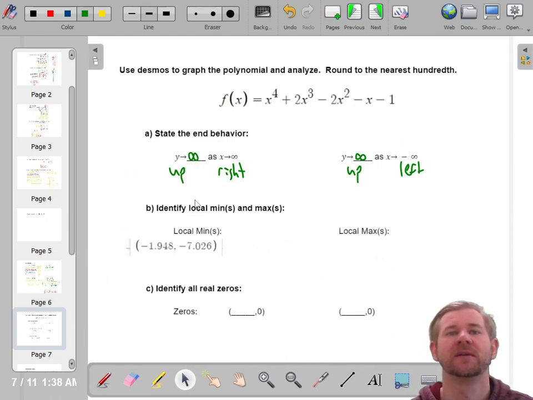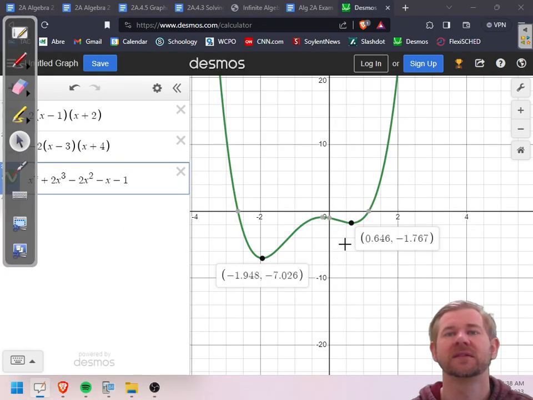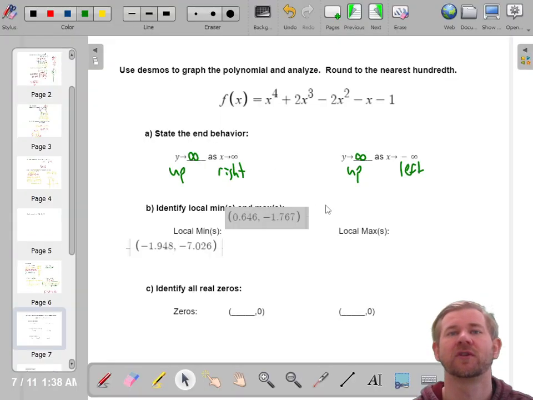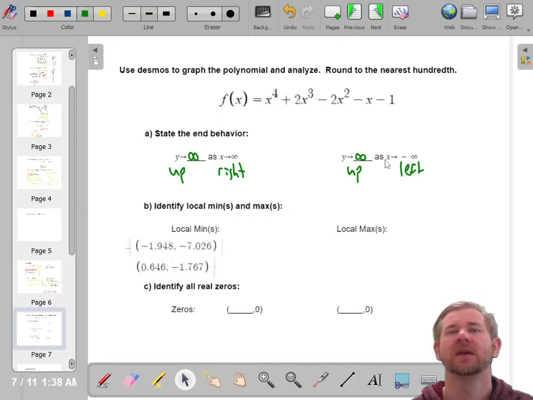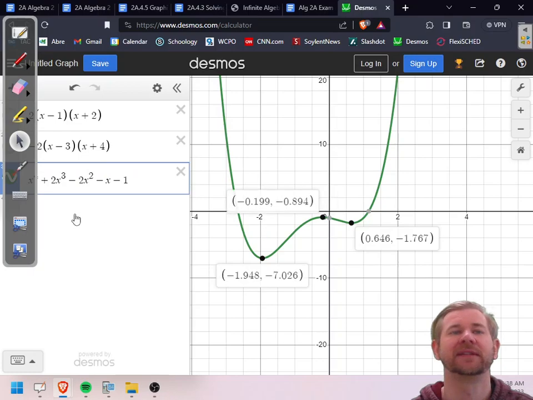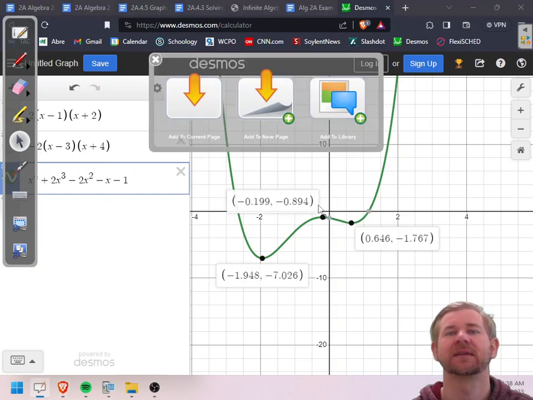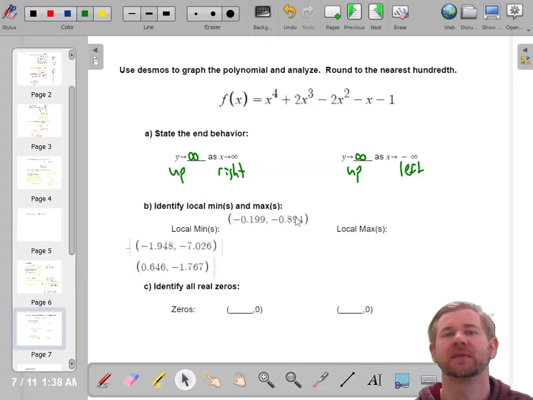That's a local minimum, and this is a local minimum. You're looking for turnaround points. Local maximum is also a turnaround point right there at the top. So that's this guy. Be careful, don't get the y-intercept.